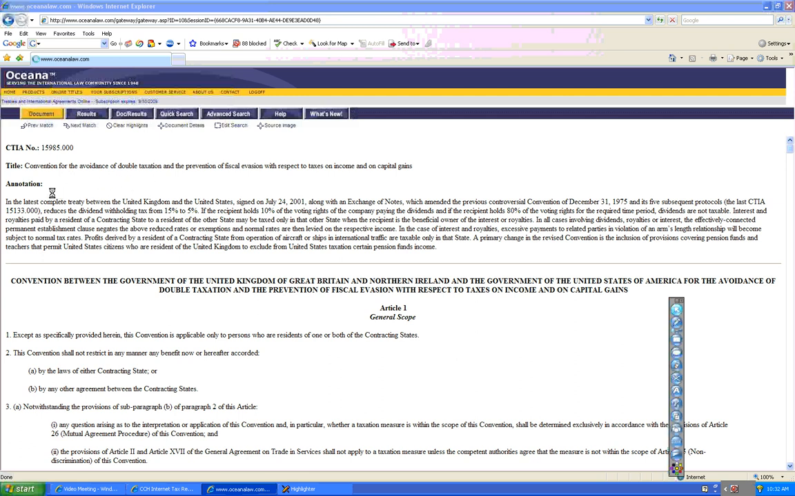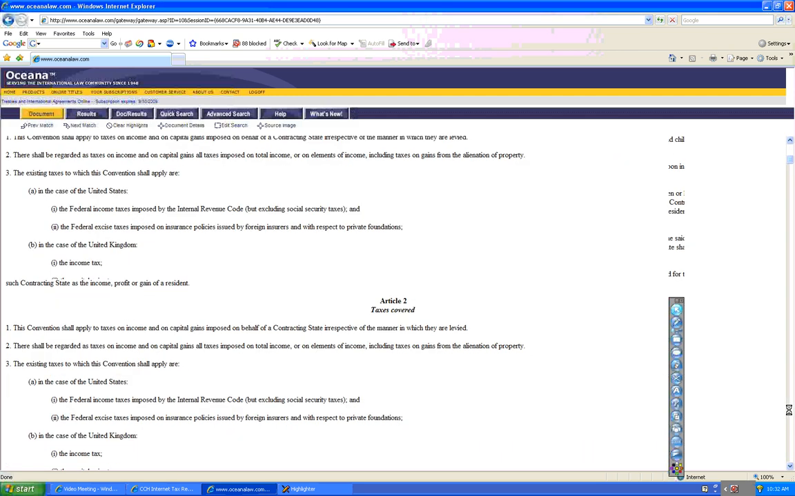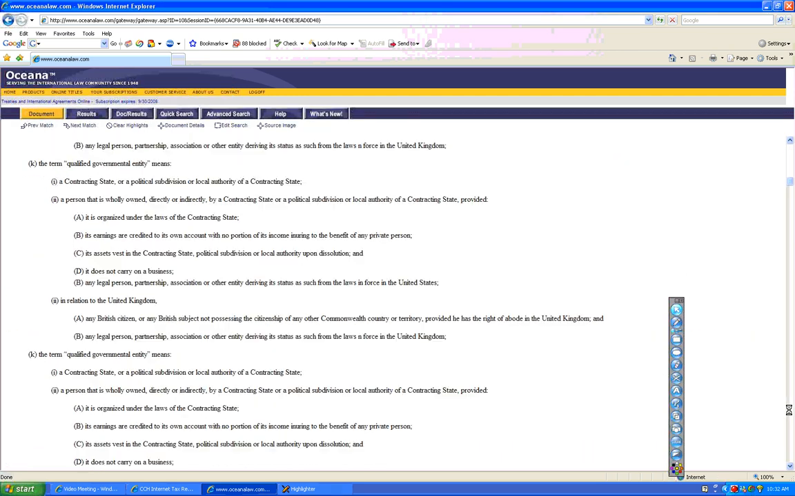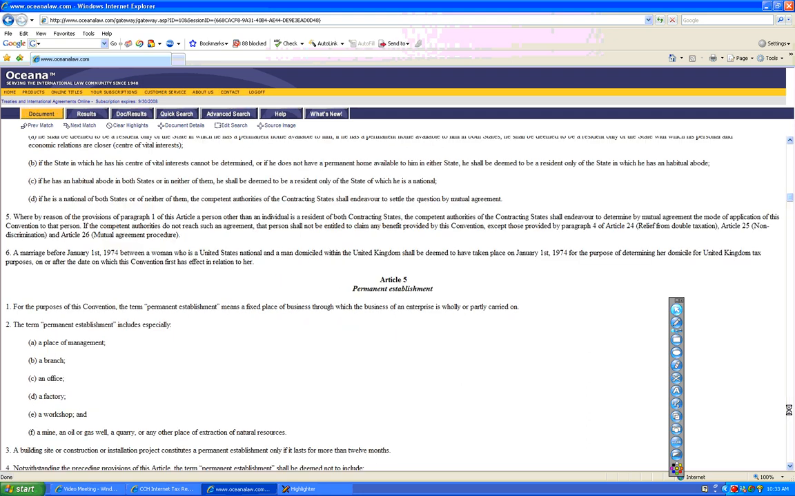Look at the annotation above. The annotation above tells you the previous history of the treaty. Primary change in the revised convention is the inclusion of pension funds and teachers that were not there before. However, what I'm pointing out for you is the actual PE article, so we're just going to scroll down to number 5.